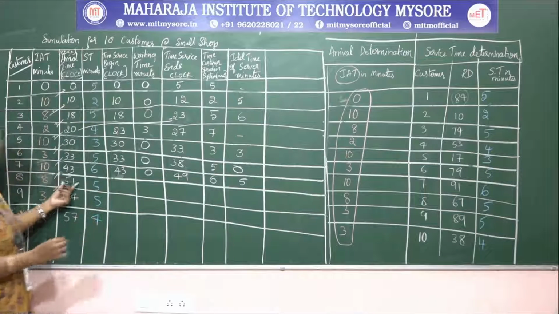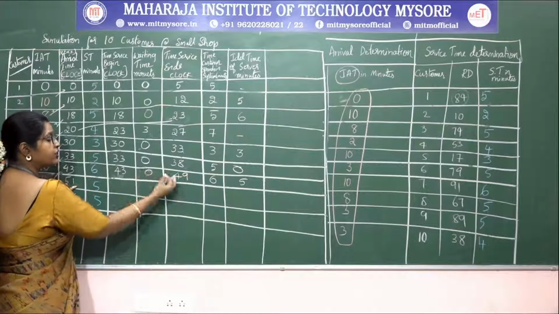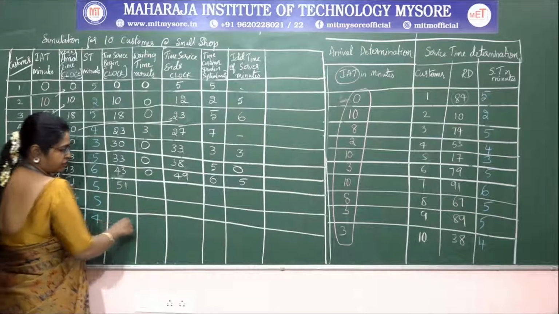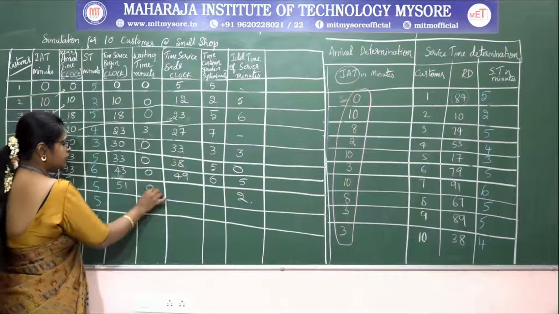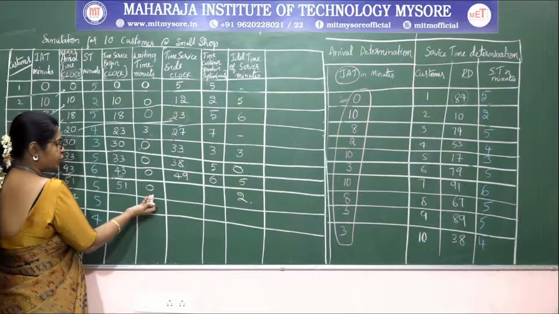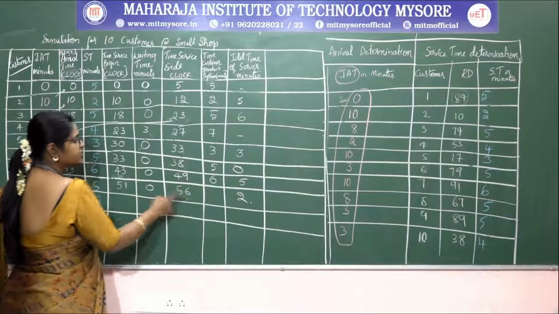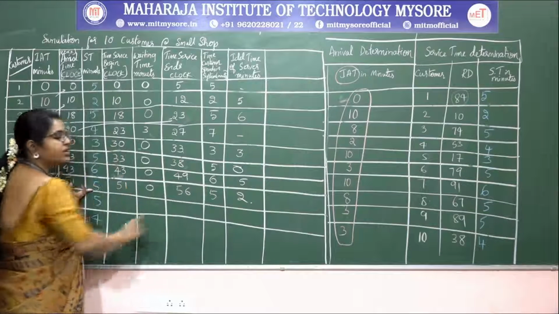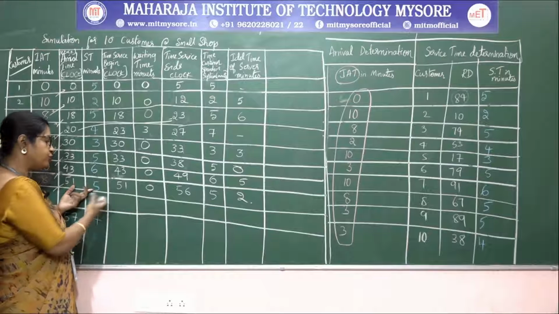Next customer is arriving at the 51st minute, but the previous customer has completed his work by the 49th minute itself. Therefore he is going to start at 51 itself. So the server idle time will be 2 minutes. Since he is starting at 51 minutes, the waiting time is 0, and he is going to take 5 minutes of service. Therefore at the 56th minute he is going to complete his work, and the time spent in the system is only 5 minutes, because the service time is 5 minutes and he did not wait in the queue.